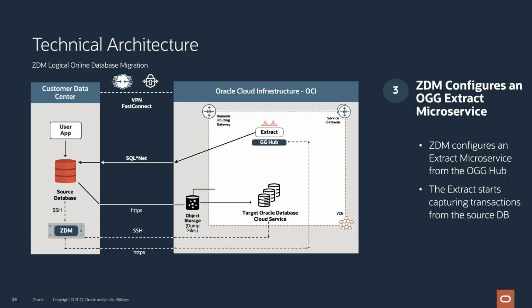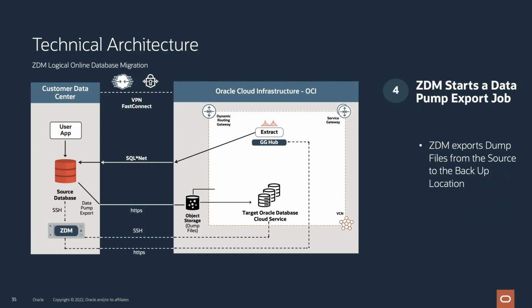This microservice will connect to the source database and start capturing transactions, storing and creating trail files at the Golden Gate hub that will be used later. Then the next step is for ZDM to go to the source database and tell it to create a data pump export and transfer it to the object storage. So that's the next task, and ZDM gets on it, and the source database starts doing the export.